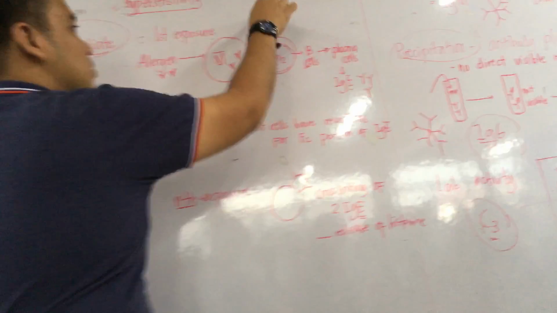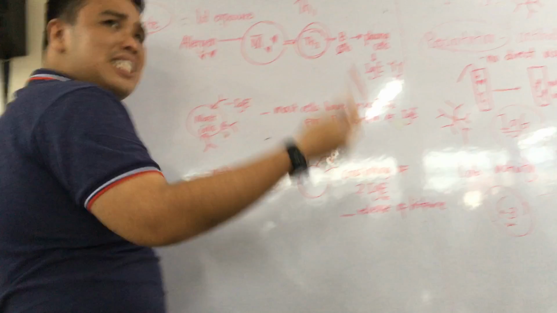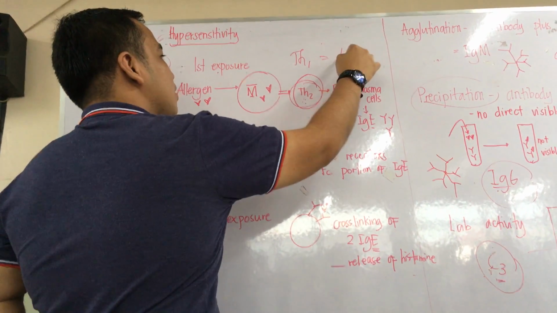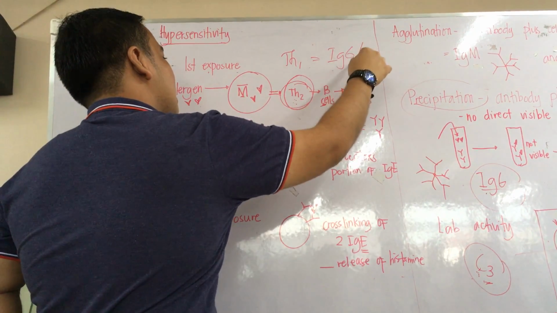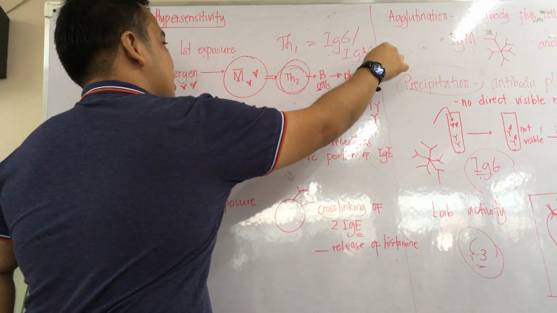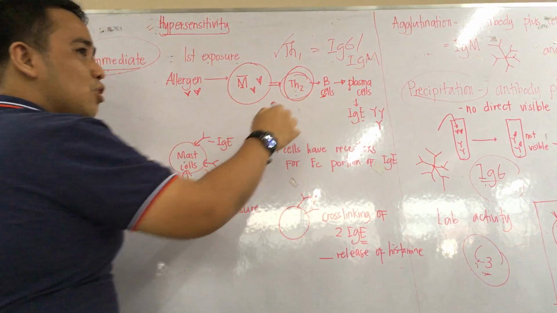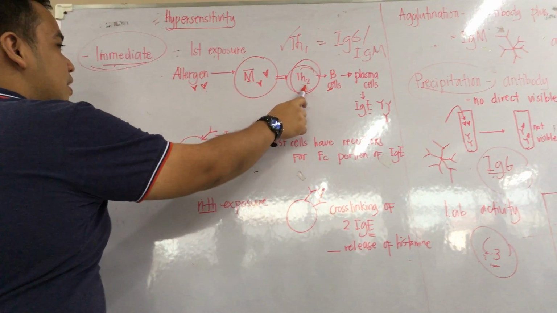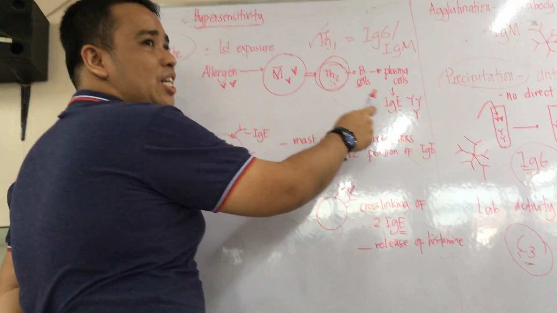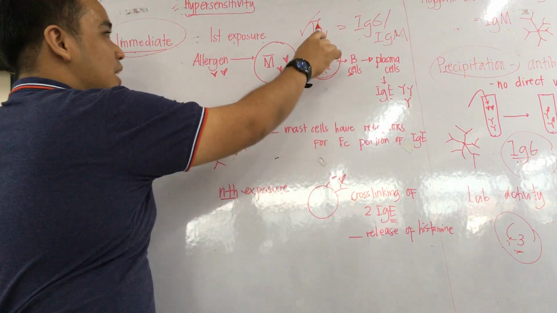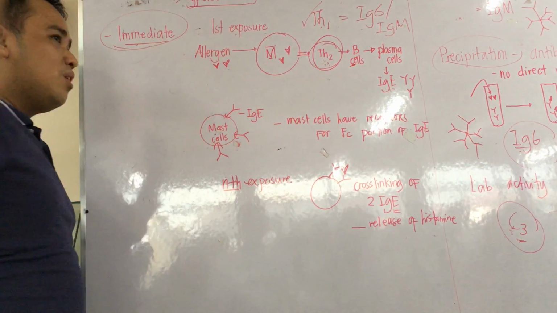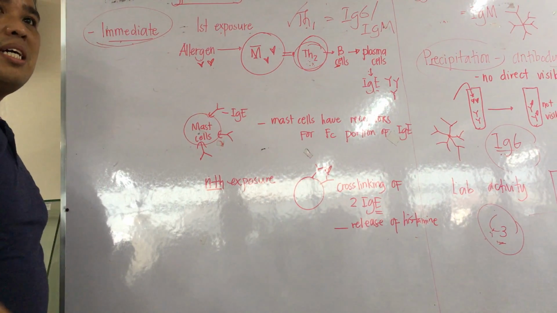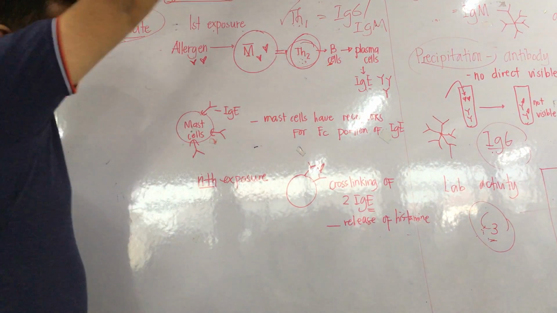So kasi kung T helper 1 yan, basta pag-discuss yun sa GenPat nyo sa immune, the B cell will prioritize forming IgG and IgM. So this is the common infection. So if you're a person born with more active T helper 2 than T helper 1, you are more allergic. If you have more active T helper 1, then you are prone to develop autoimmune disorders. That's why there must be balance.